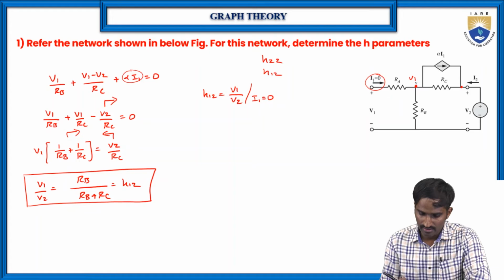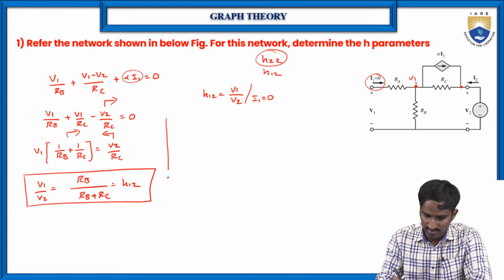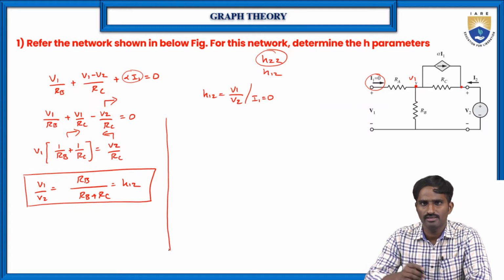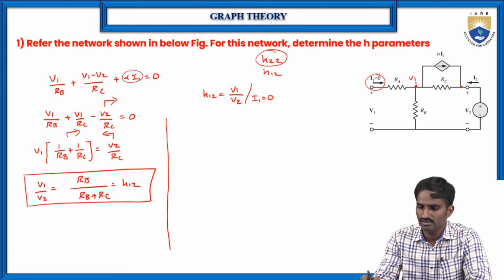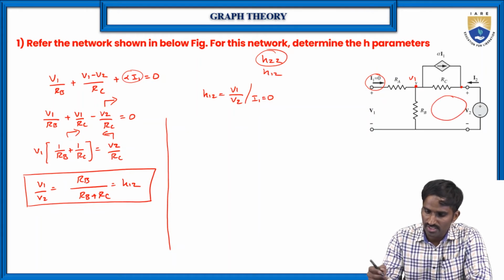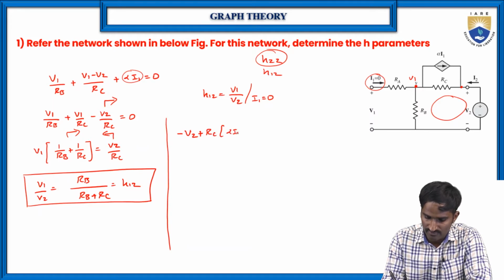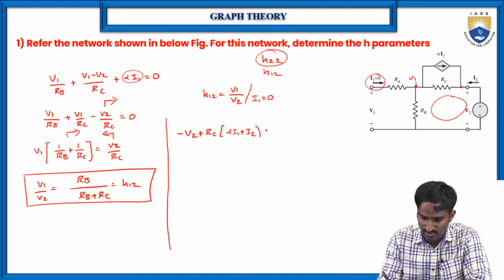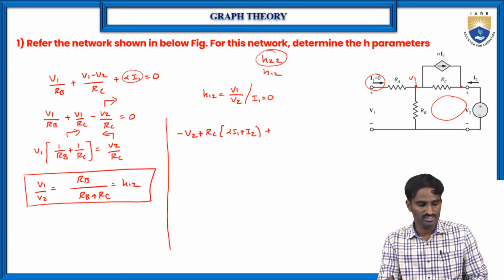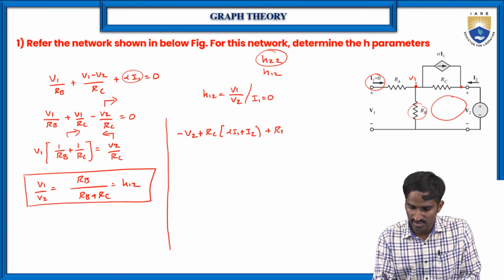Right. So now again what we need to find? We need to find the H22 parameter. So then how we can find this H22 parameter? Okay. So just apply the KVL to this particular loop. So here if you apply the KVL to this particular loop, let me start with the V2. So minus V2 plus RC into alpha I1 plus I2 plus alpha I1 plus I2 plus RB into I2, because here again the RB is there. So RB into I2 which is equal to 0.